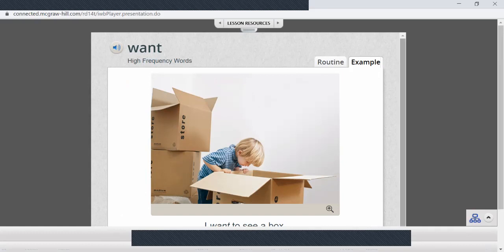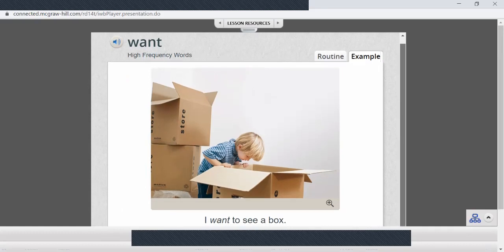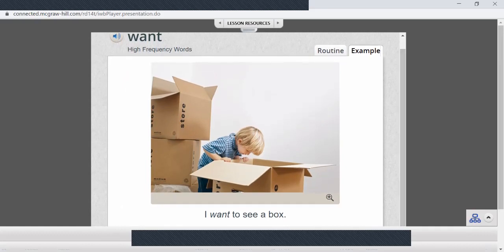Want, another high frequency word. I want to see a box. Want, let's spell it together. W-A-N-T, want. Make sure you go over your vocabulary words so that you're familiar with them, so that you know what they mean when you see them or hear them.